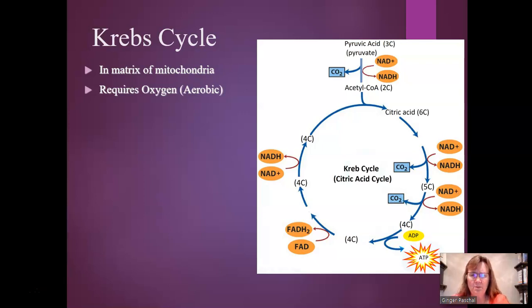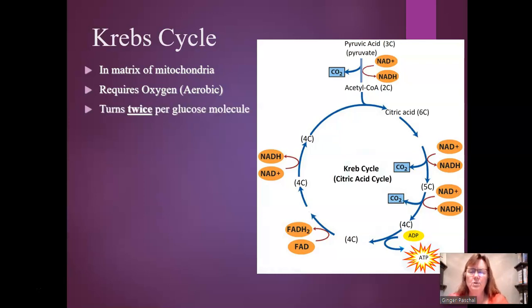The Krebs cycle requires oxygen, so it's considered an aerobic reaction. You can think of it like doing your aerobic exercises. It's aerobic because it requires oxygen. It does not use oxygen directly, but the electron transport chain does. And if the electron transport chain backs up, the Krebs cycle backs up. Therefore, the Krebs cycle is said to require oxygen.